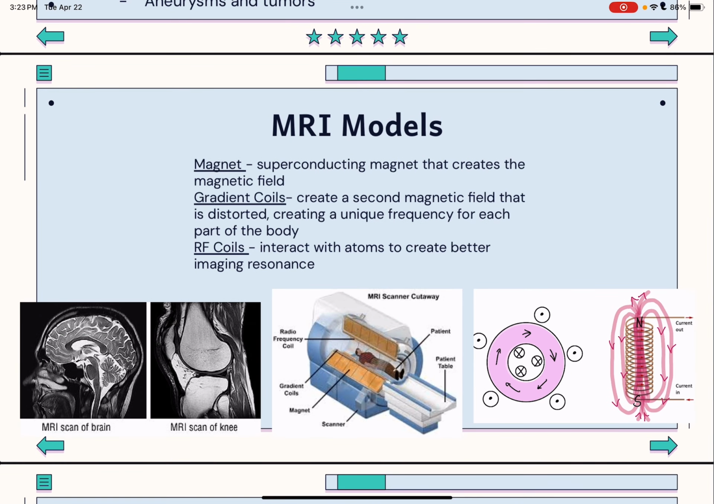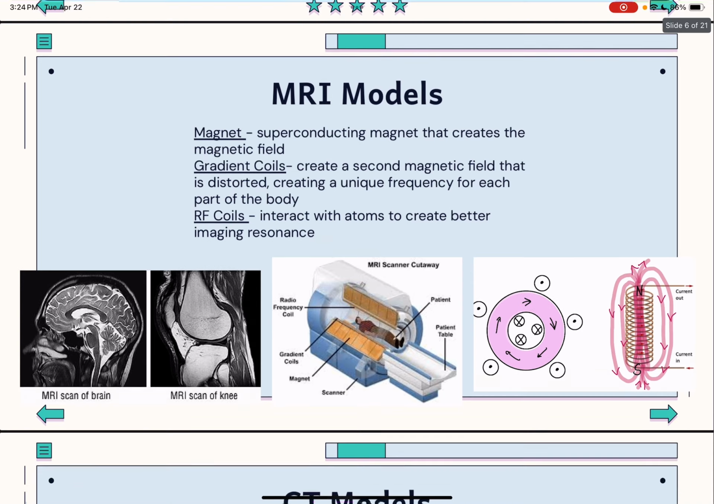This is my model on MRIs. In the center image, you can see an actual MRI machine broken down. The magnet is a superconducting magnet that creates a magnetic field. Gradient coils then specify and change the frequency of that magnetic field for each part of the body. And finally, the RF coils interact with the hydrogen atoms to create a better imaging resonance, like shown in the bottom left-hand corner. In the bottom right-hand corner, I used our physics models that we learned in class to represent how the superconducting magnet creates its magnetic field.